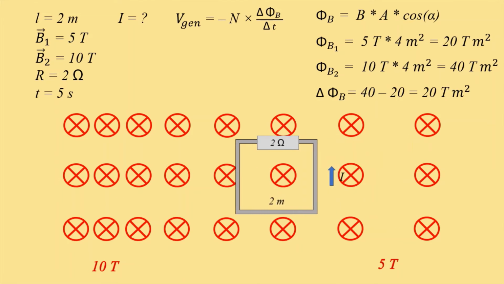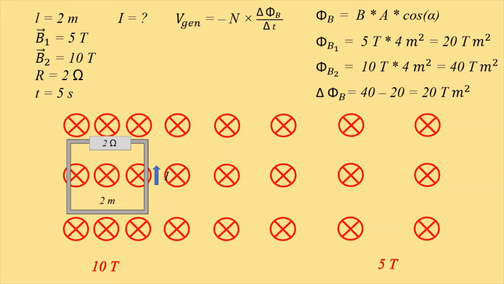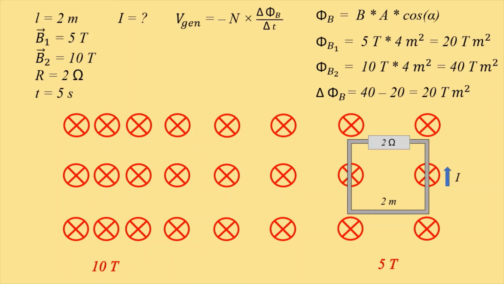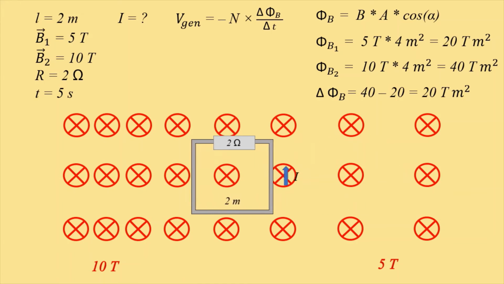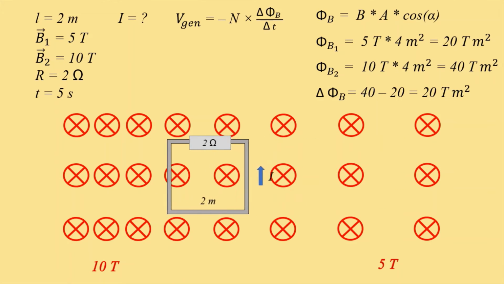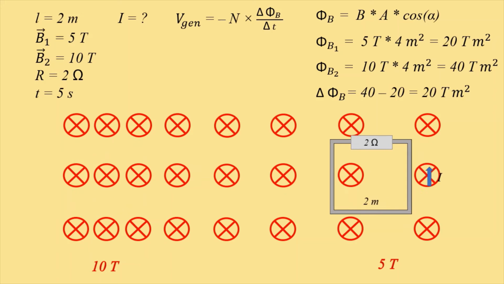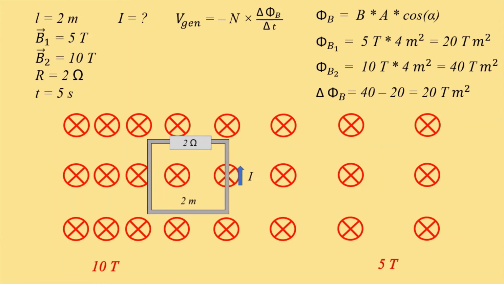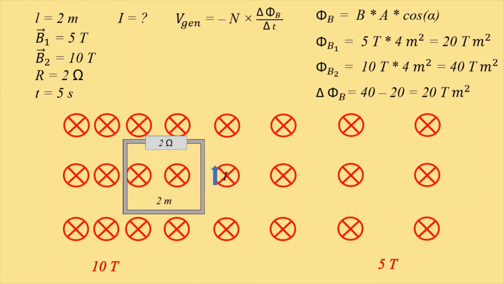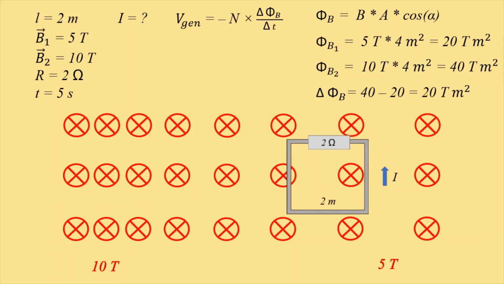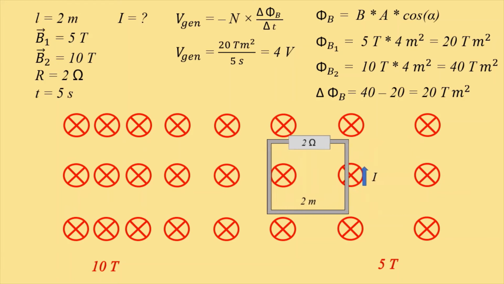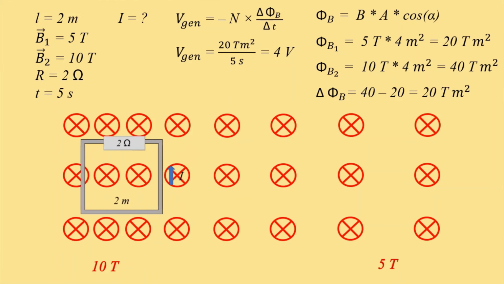Okay, so we have this B1, B2. B1 is at the start. We have a lower magnetic flux, so that's only 20 Tesla meters squared. But when we end our journey, or when the loop stops moving, we have the magnetic flux of 40 Tesla meters squared. So we just take the difference there, and that's 20 Tesla meters squared. And now we can put it into the equation. So we have just 20 divided by time.